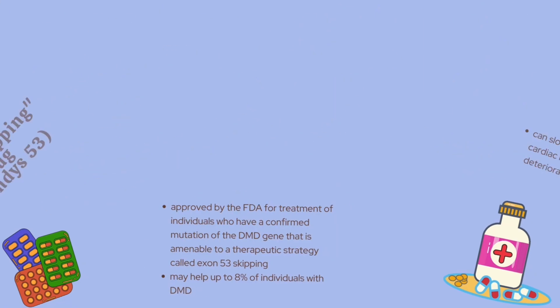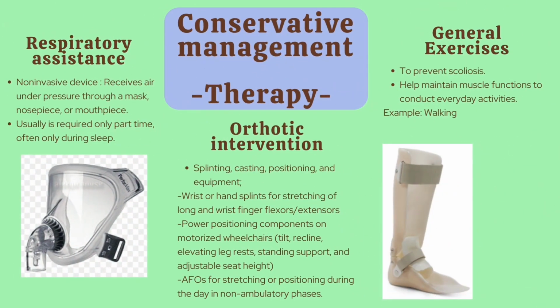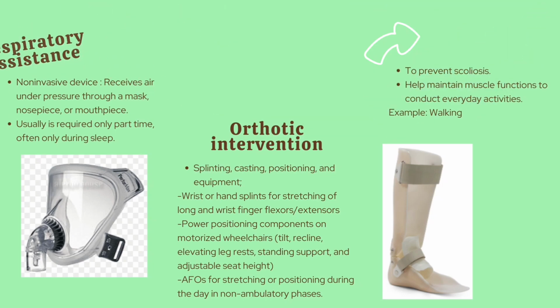And cardiac care, for example angiotensin converting enzyme (ACE) inhibitors, ARBs and beta blockers, can slow the course of cardiac muscle deterioration. Secondly, therapy. Let's take a look at respiratory assistance, for example a non-invasive device where the patient receives air under pressure through a mask, nosepiece or mouthpiece. Next, orthotic intervention, for example in the picture AFOs, ankle foot orthosis, for stretching or positioning during the day in non-ambulatory phases. And next, general exercises help maintain muscle function to conduct everyday activities, for example walking and swimming.